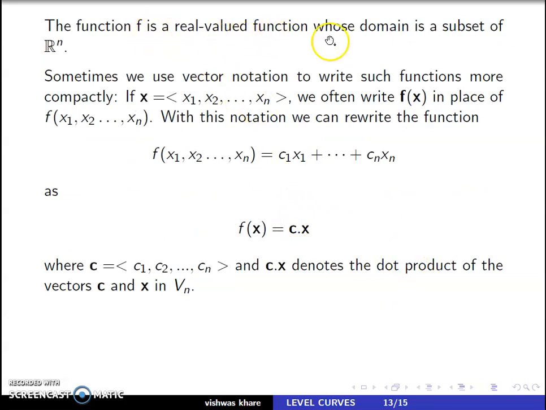The function f is a real valued function whose domain is a subset of Rn. Sometimes we use vector notation to write such functions more compactly. If boldface x is equal to (x1, x2, ..., xn), this is a vector notation, we often write f(x) in place of f(x1, x2, ..., xn). With this notation, we can rewrite the function f(x1, x2, ..., xn) equal to C1 x1 plus C2 x2 plus ... Cn xn, which is given in the last example, as f(x) is equal to C dot x, where C is the vector (C1, C2, ..., Cn) and C dot x denotes the dot product of the vectors C and x in vector space Vn.